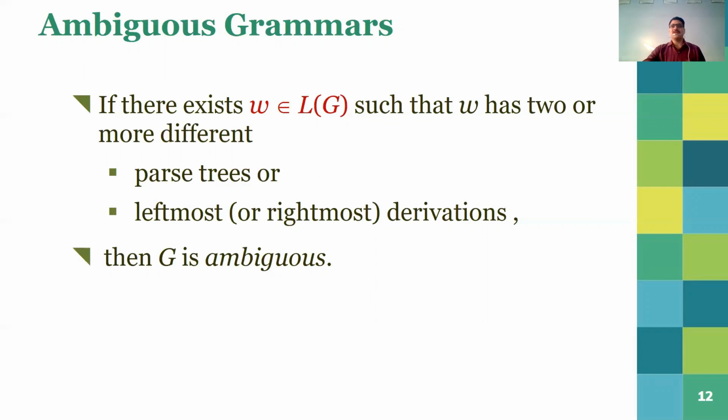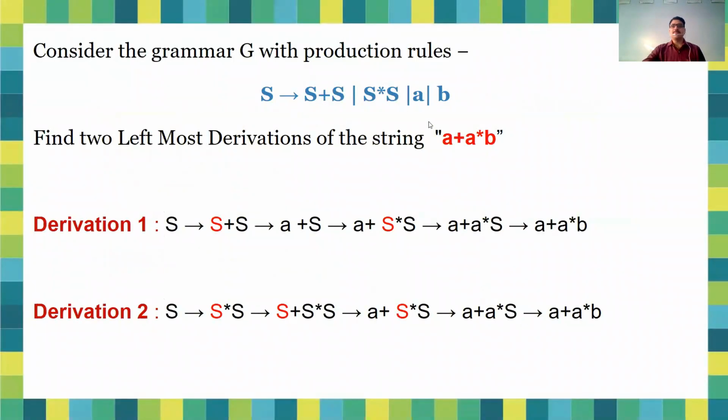So let's start with a real life example. Suppose a grammar is given to you whose productions are S to S plus S, S asterisk S, a, and b. This is the production rule defined for a grammar G. Now the string given to you is a plus a asterisk b.